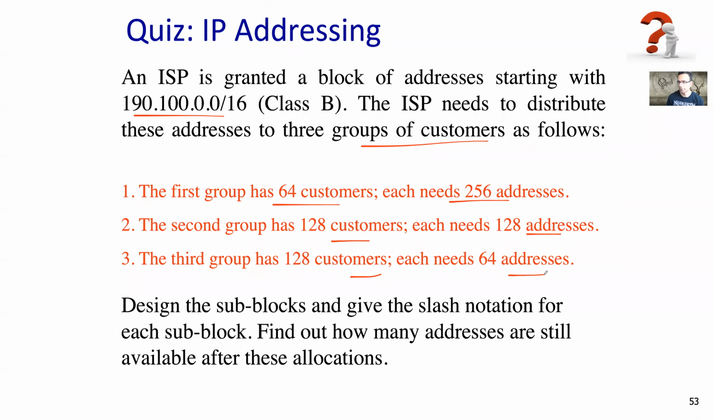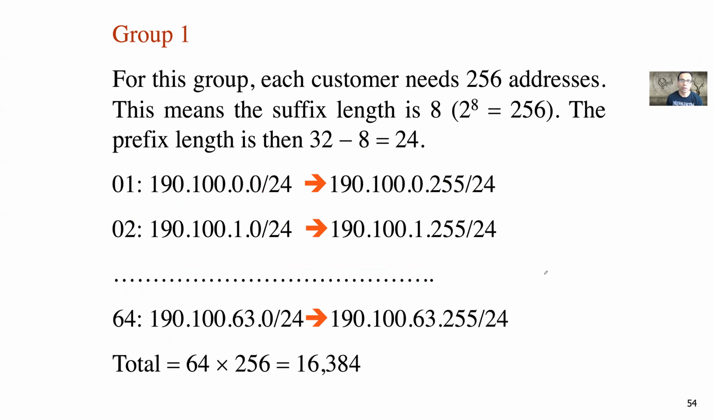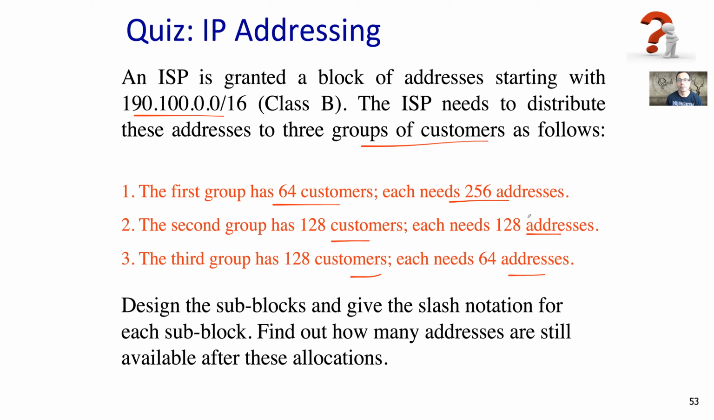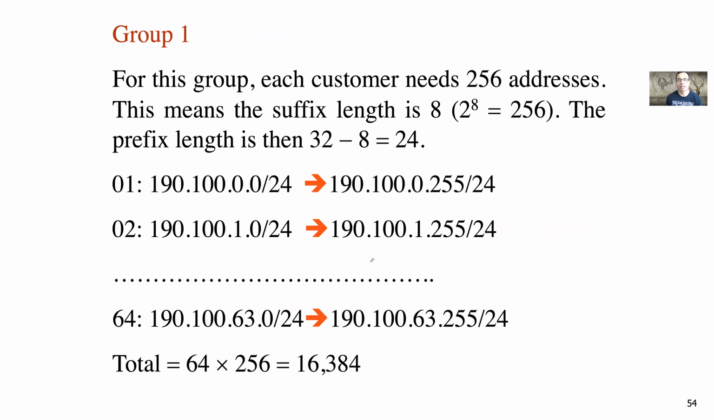This goes back to some of the questions you had about how you go about this. It is entirely driven by the requirements. How do you create this? If you were this ISP, for the first group we know that each of them needs 256 addresses, which means we are looking at /24 blocks, because when you use /24 you're left with 8 bits for the host part, and we need 64 of these.